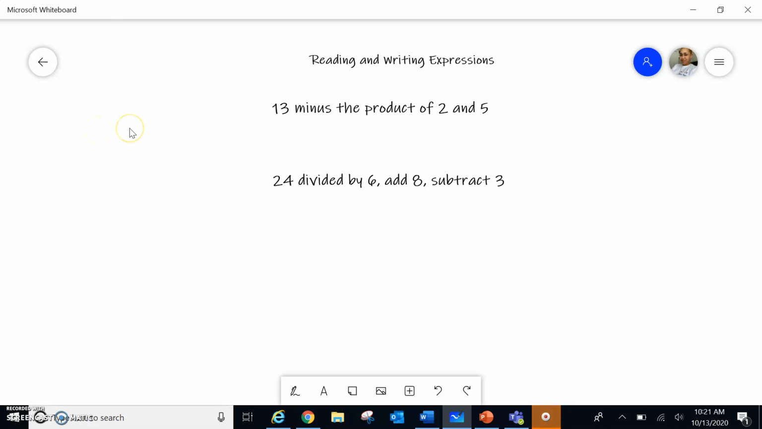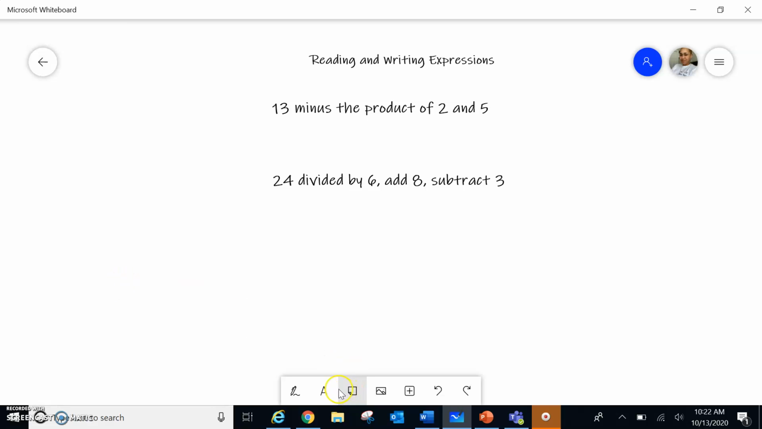So now we're going to talk about reading and writing expressions. So remember, expressions are simply equations, they just don't have the equal sign at the end. And you're going to see these written in word form and in number form. So it's very important that we know how to read them and write them both ways.